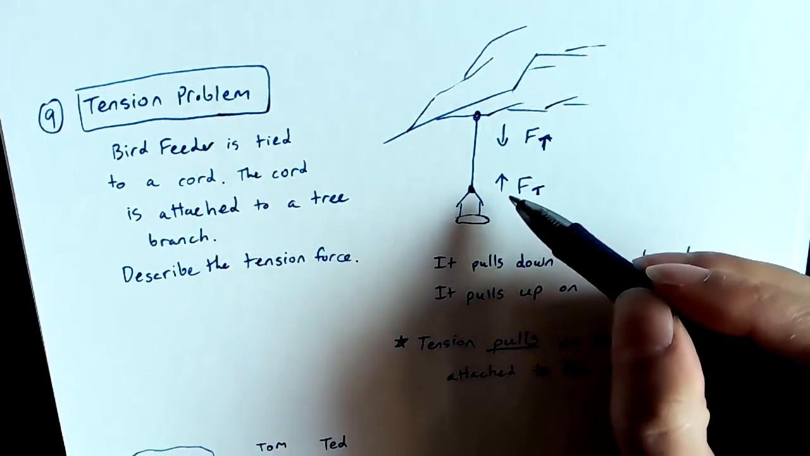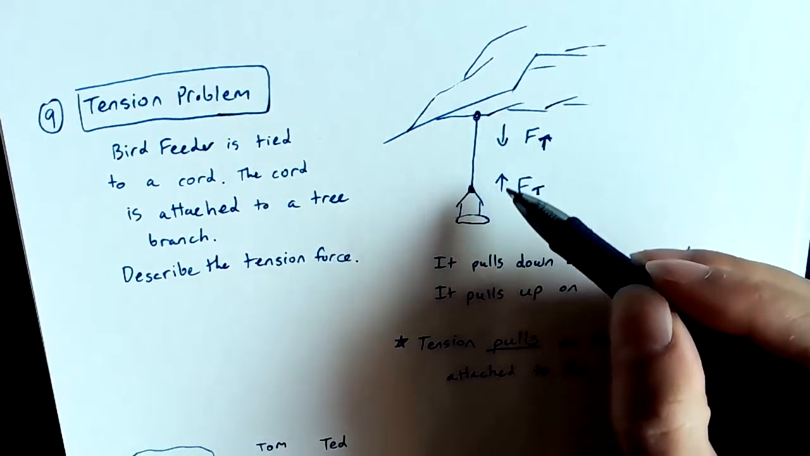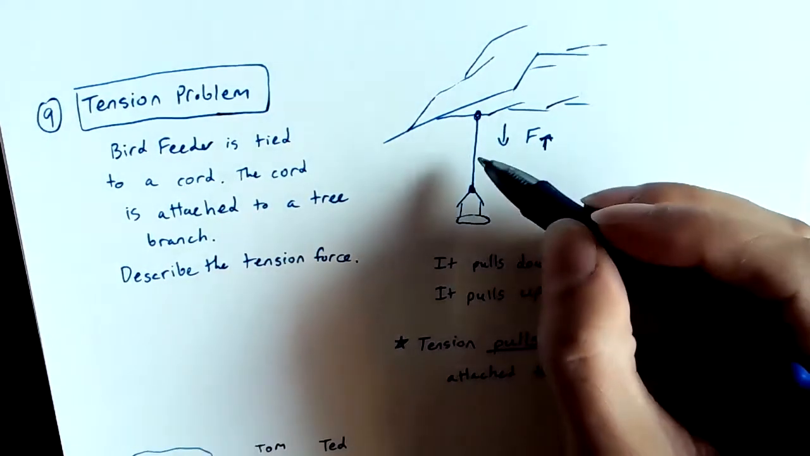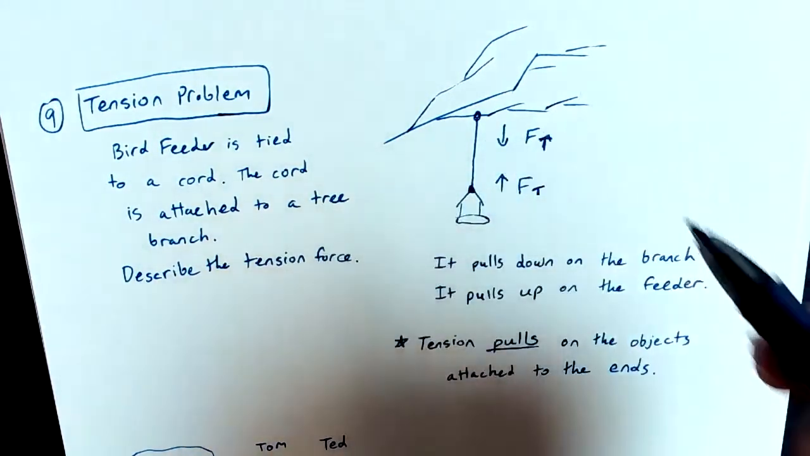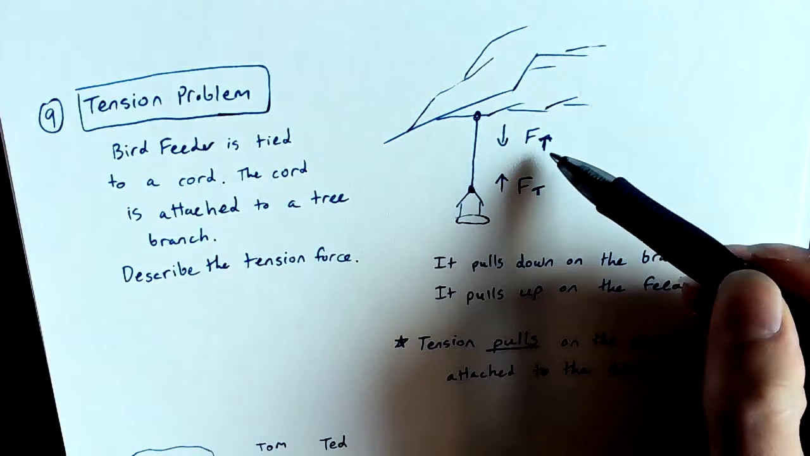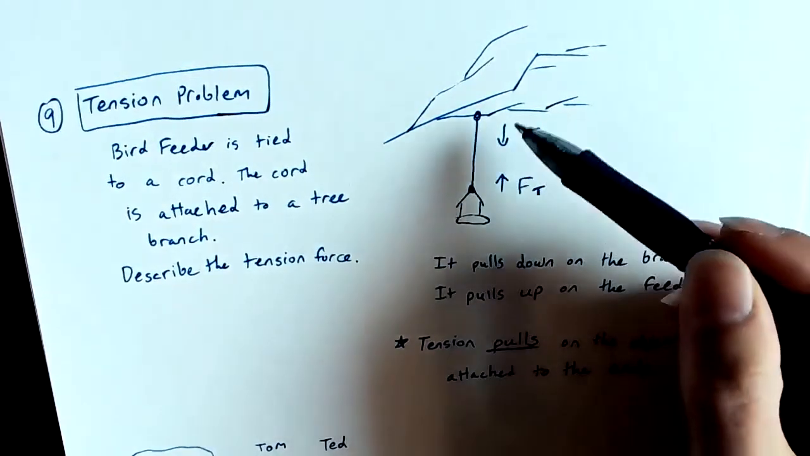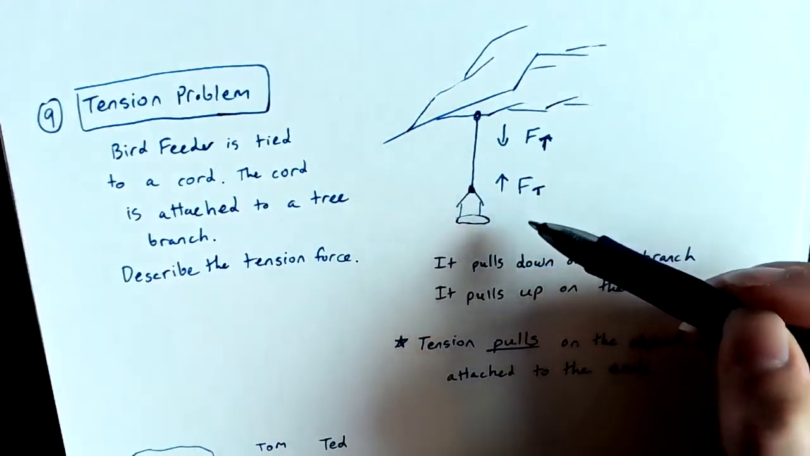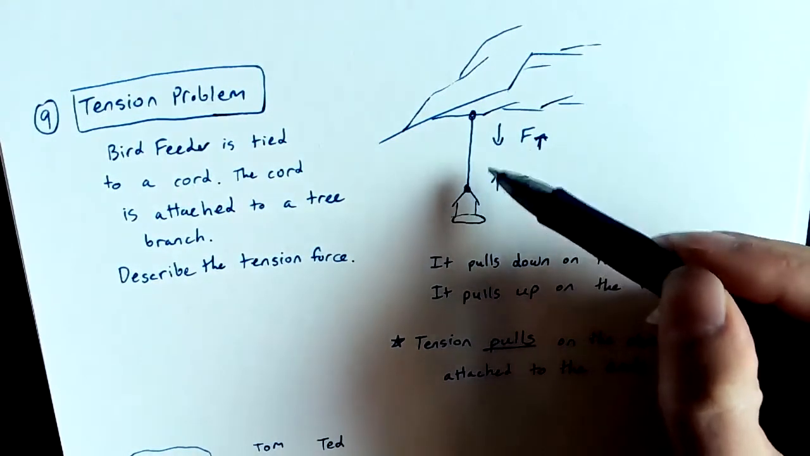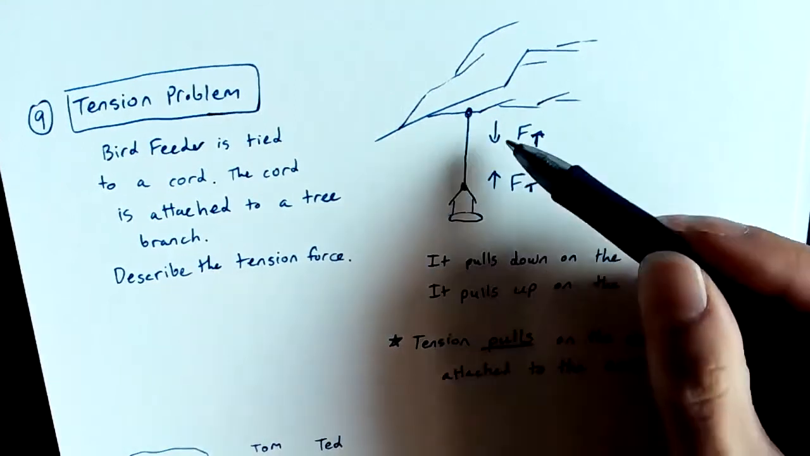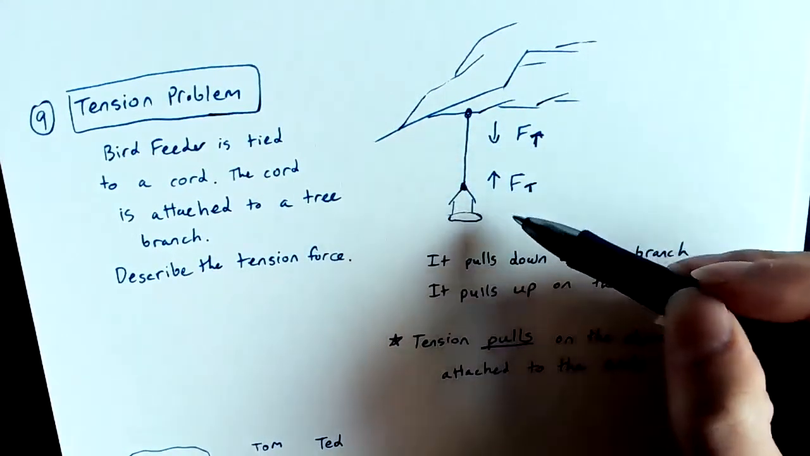So the tension force pulls away from the objects attached at the ends. So it'll be kind of pulling towards the center of the string. So there's a tension force pulling down on the tree branch, and then there's a tension force pulling up on that bird feeder. And the arrows point in the correct directions.